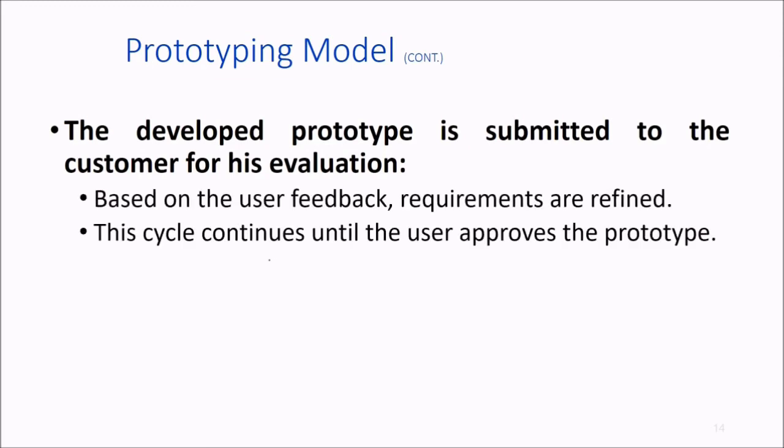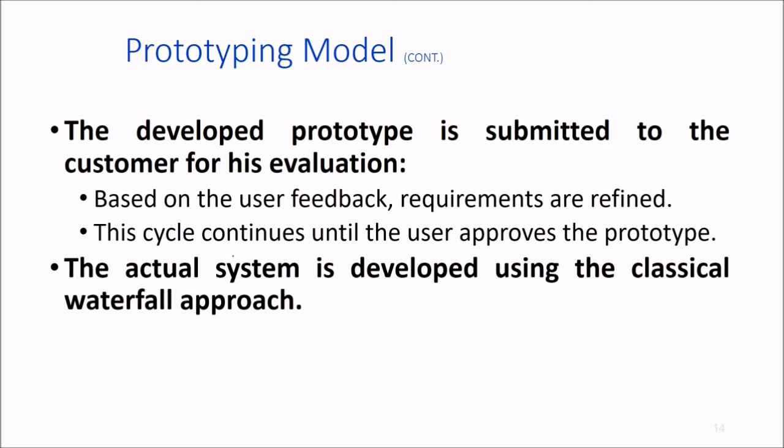The developed prototype is then given to the customer, presented to him for evaluation, and he returns some feedback, and the requirements are refined. This cycle continues until the user approves the prototype. And the actual system is developed using the classical waterfall approach. So all this prototyping will end up with the final development employing your classical waterfall approach.